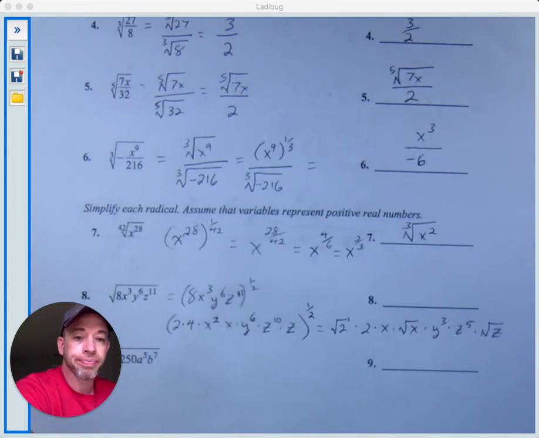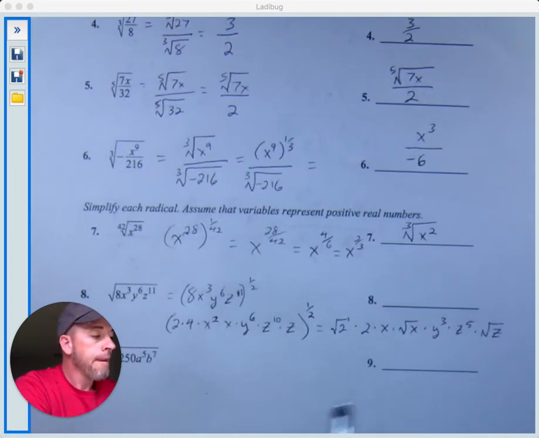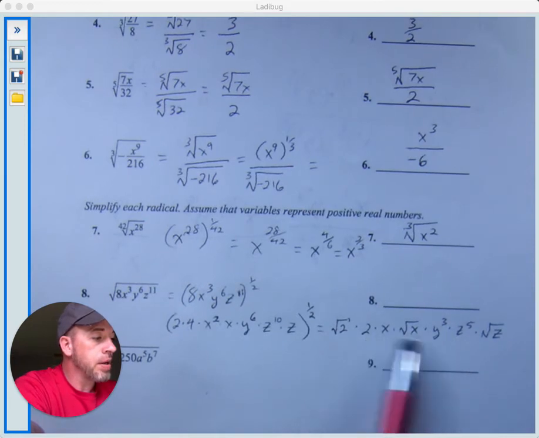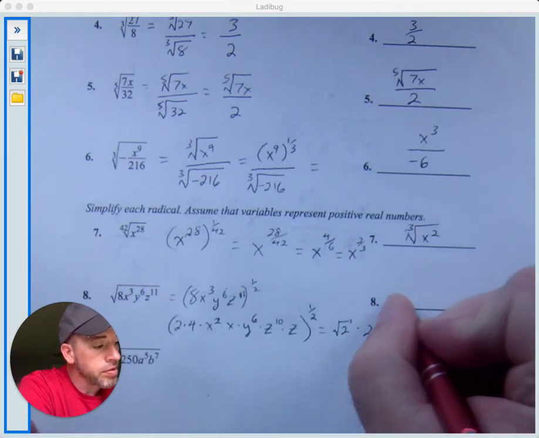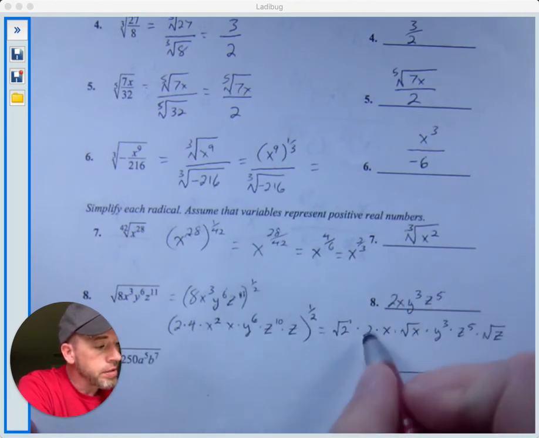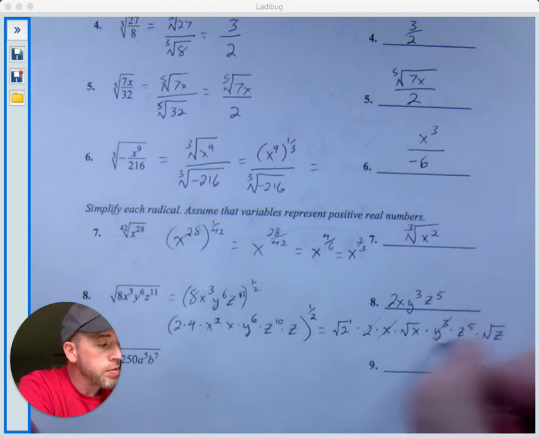In fact, let's try to do that. So I'm going to take all the stuff that doesn't have radicals, the 2, the x, the y cubed, the z to the 5th. I'm going to write all those down. So 2x y cubed z to the 5th. So I took care of the 2, the x, y cubed, the z to the 5th.